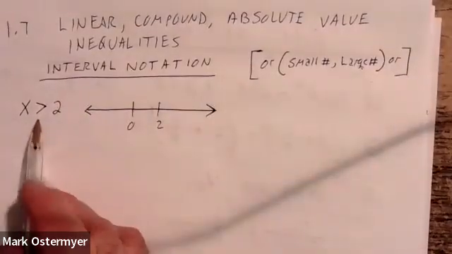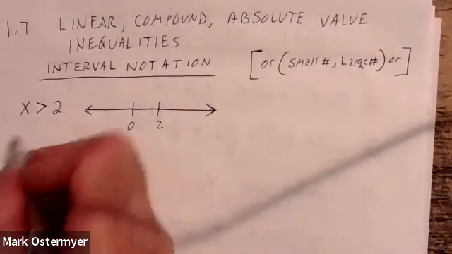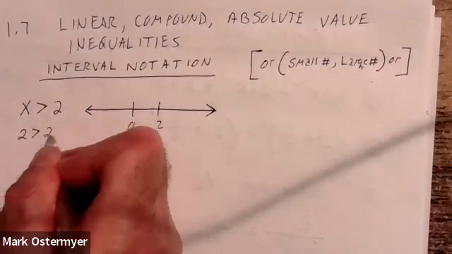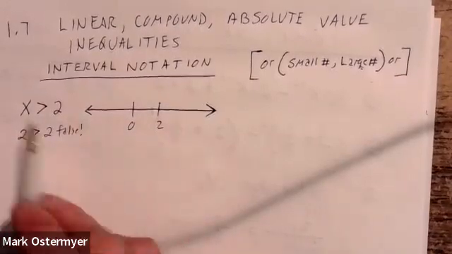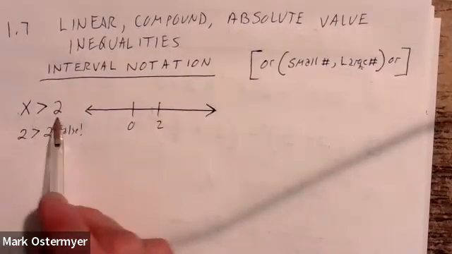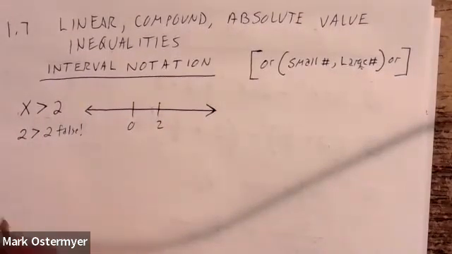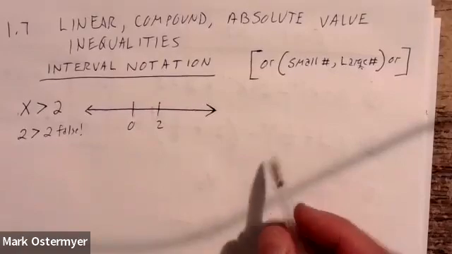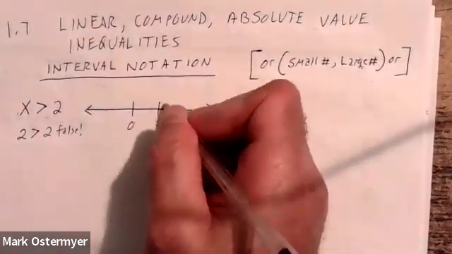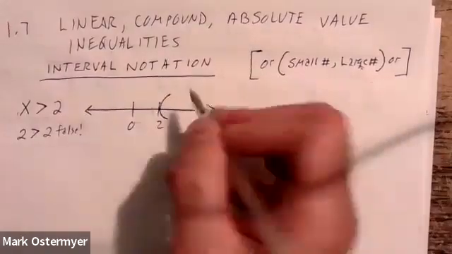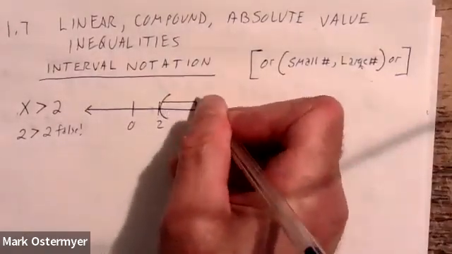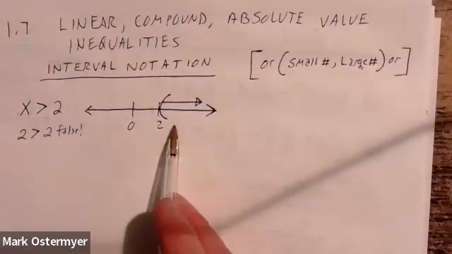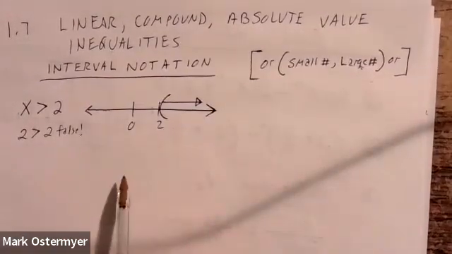Now, notice 2 is not in this solution set because 2 is not greater than itself. That's a false statement. 2 is equal to itself, but not greater than itself. So 2 must be excluded from the solution set. To exclude it symbolically, when we graph the solution set, we would have an open parenthesis on 2. Parenthesis means 2 is not in the solution set. And then we're going to shade to the right. That would be the graph of all real numbers that are strictly greater than 2.